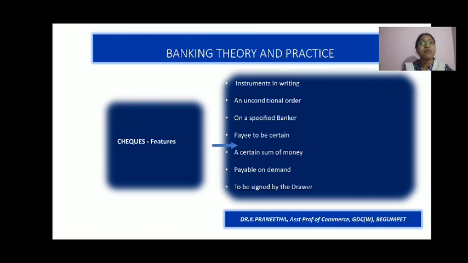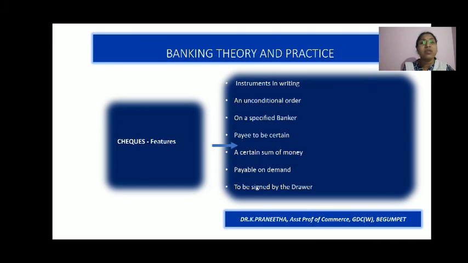The next one is that the payee must be certain. In order that a check be valid, it must be made payable to the order of a certain specified person or to his agent or the bearer thereof. The payee is the person to whom the amount of the check is payable. Therefore, the payee must be a certain person. He may be a human being or an artificial person, that is, a body corporate, for example, a company or an authority.